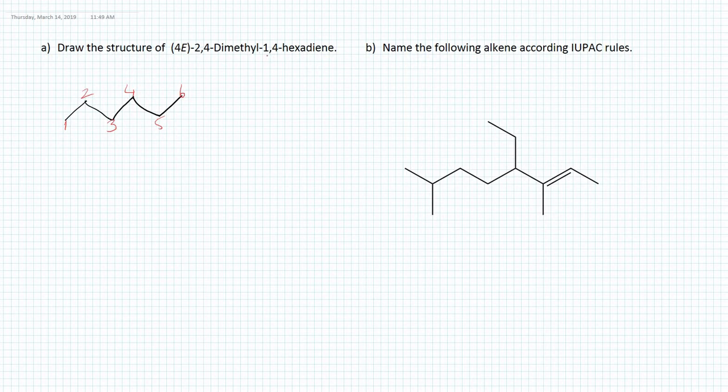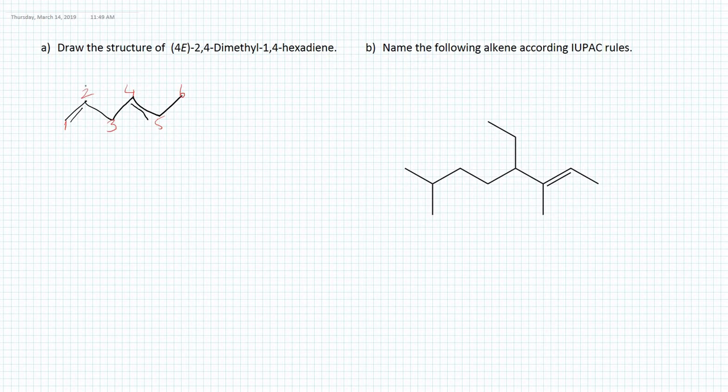The question says that it is 1,4-hexadiene. We have 2 double bonds, and the double bonds are at the first position and at the 4th position. So let's place a double bond between first and second, because this is number 1. And we have to place a double bond between 4 and 5. So this is the second double bond. Okay, this is 1,4-hexadiene, and also we have 2 substituents on this structure. We have 2 methyl groups, and the positions are 2nd and 4th.